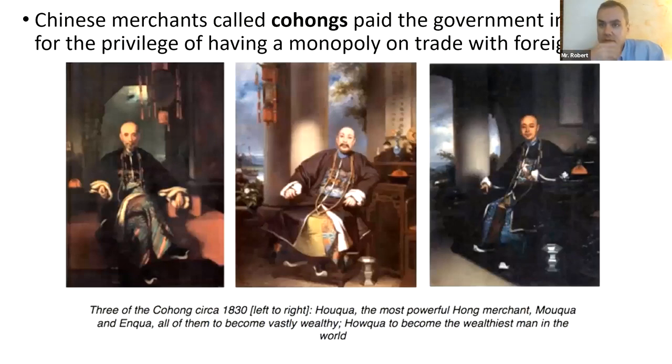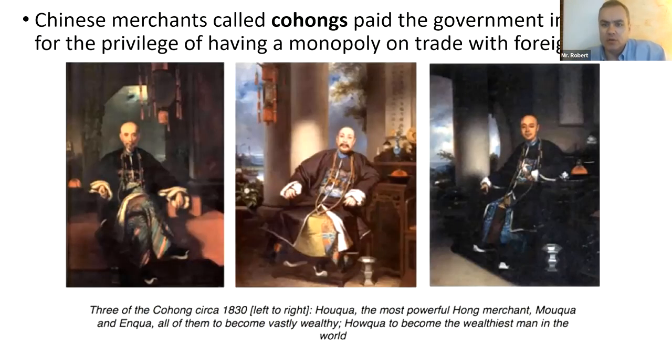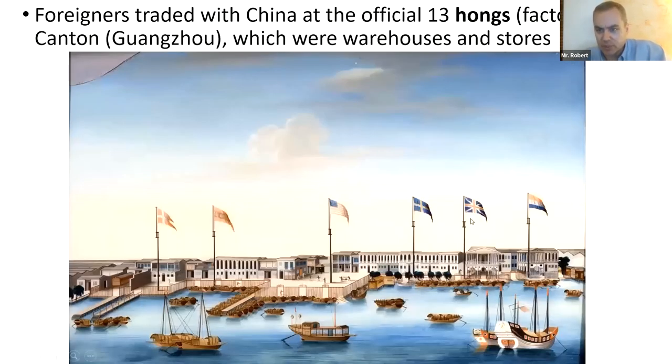So Hongs and Kohongs. Kohongs were the leaders of those houses, the Chinese representatives who paid money to the emperor in Beijing to be the official person who was going to run the show and make the money off the trade. They had a monopoly on the trade with a certain country. In other words, one of these guys would be for trading with the British, one guy for the Dutch. He would run this Hong. One guy for the US, et cetera, et cetera.